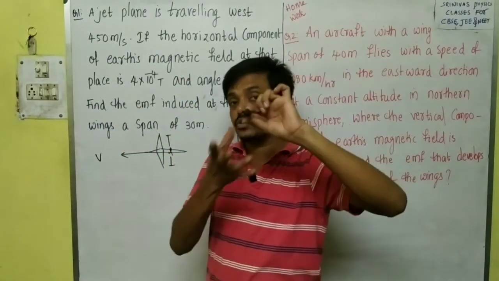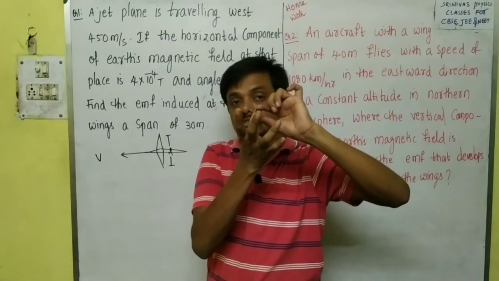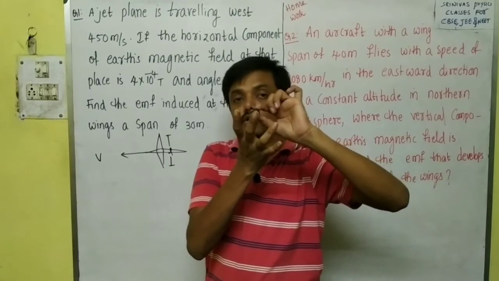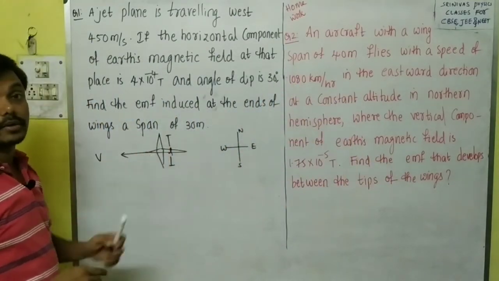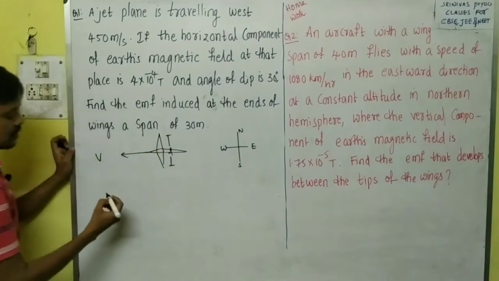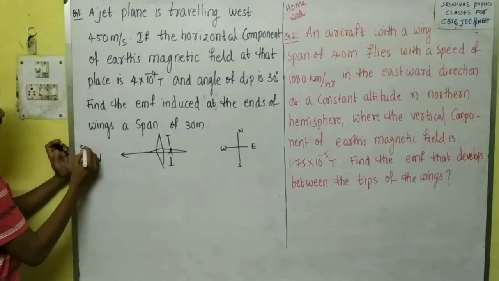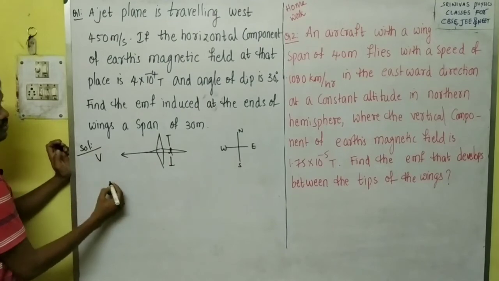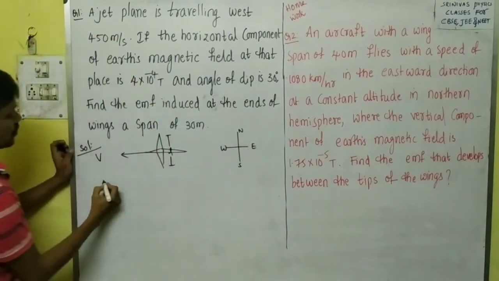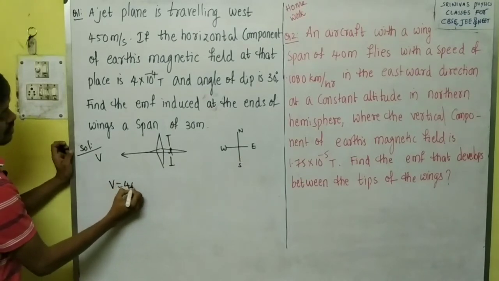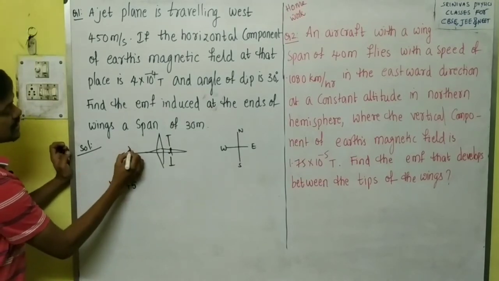Then what is the induced EMF across this wing, of a wing span length of 30 meters, that they give? What are the given data for this solution? Let us see here. It was very simple. A jet plane traveling west with velocity 450 meters per second.